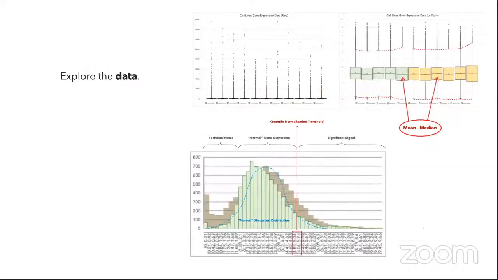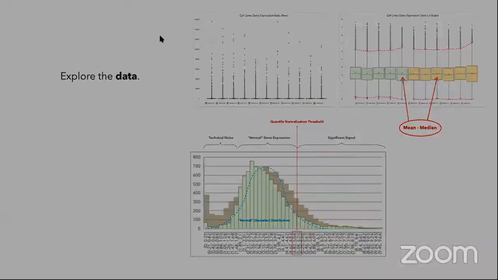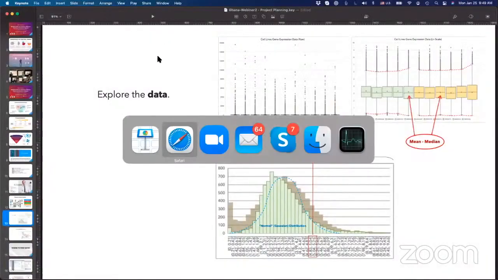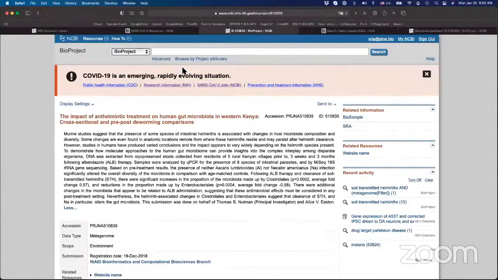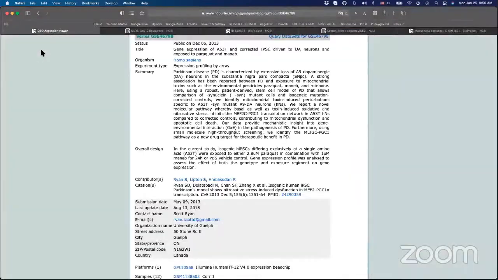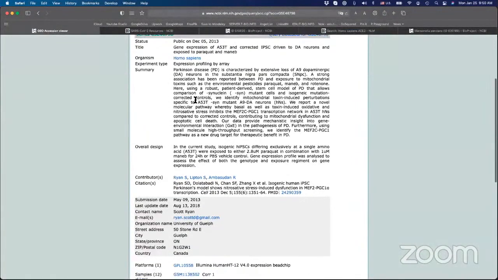A big step that many people overlook is the exploratory data analysis step. So as we saw, we found a number of data sets, and those data sets have been prepared by different labs. Different hands did the sequencing. They did it in different conditions. We need to know that the data is solid, that we can use it, that it doesn't have any artifacts that are going to lead us astray. So let's see whether we can find some data set and quickly explore it, okay?